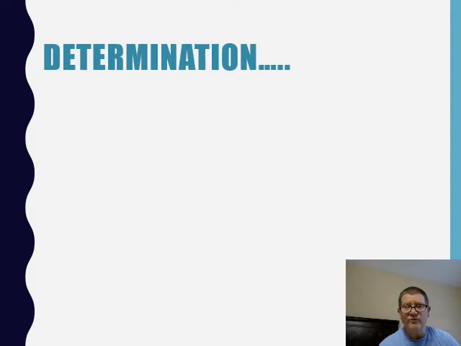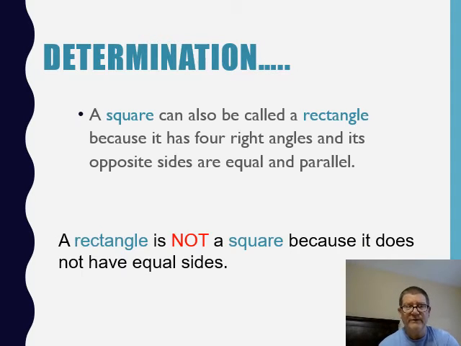Now, this is just a recap of what we just talked about. A square can also be called a rectangle because it has four right angles and its opposite sides are equal and parallel. But a rectangle is not a square because it does not have equal sides.